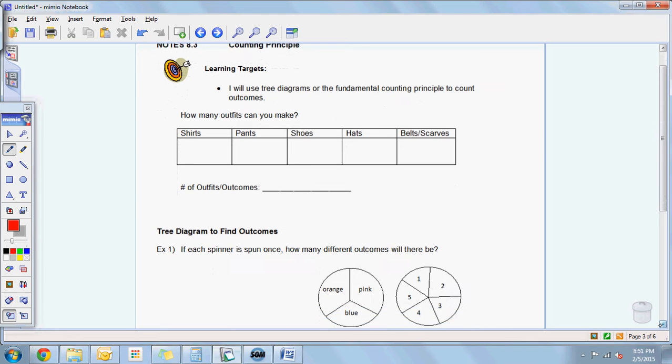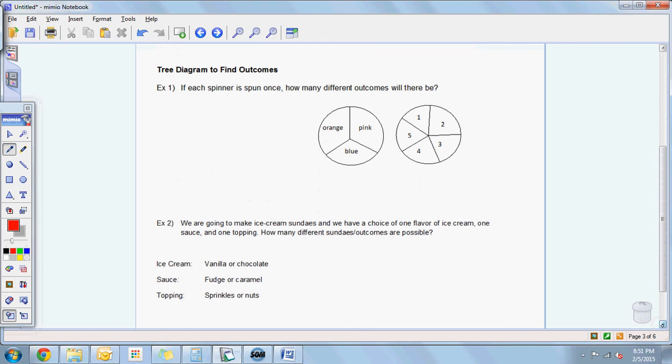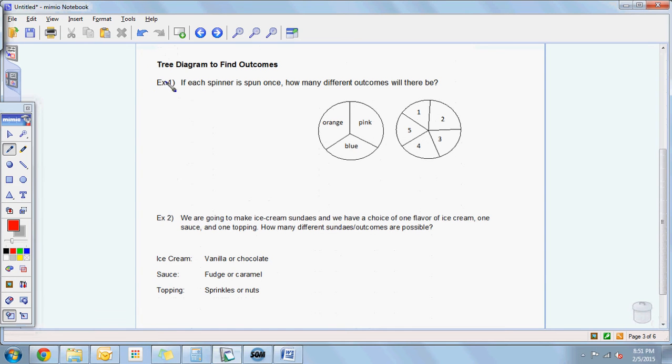and then you can move on in the video. Alright, so one of the ways that you can figure out the number of outcomes of a given situation is to use something called a tree diagram. So this is just one strategy. I'm going to teach you a shortcut later on, but it's very important that you know how to do this tree. So in this situation, it says if each spinner is spun once, how many different outcomes could there be? So pretend these are spinners with little arrows here. So we're going to spin each one, and we want to know how many different outcomes are possible.